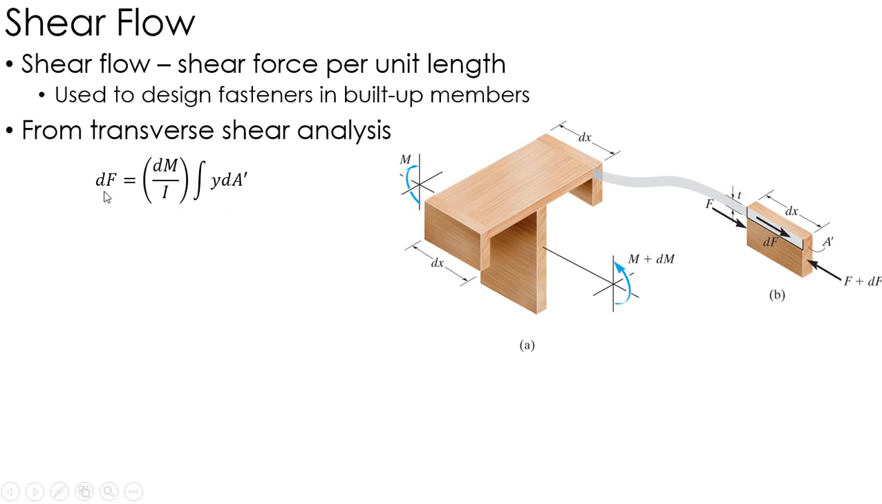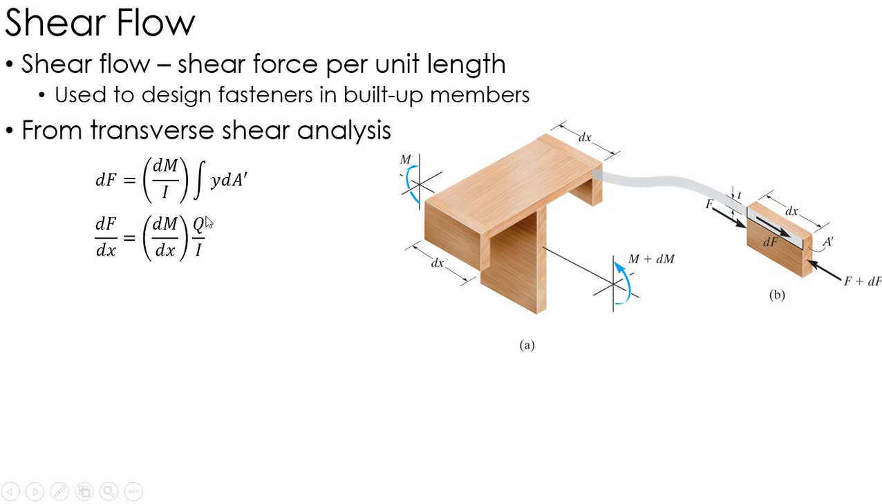Now, from the shear analysis, again, that dF is dM over I times the integral of y dA prime, where dA prime is this surface right here on the cross-sectional area. Basically, I'm trying to find the shear flow right at this intersection, so I cut it here, and I've got that little surface over there that is essentially my Q that I'm looking for. So again, that integral is Q.